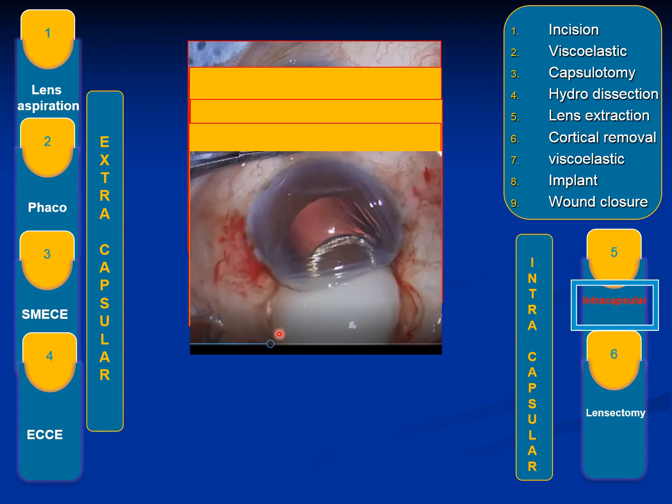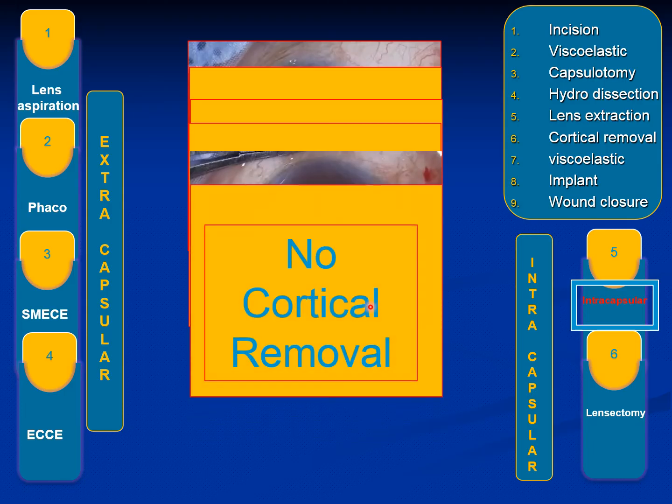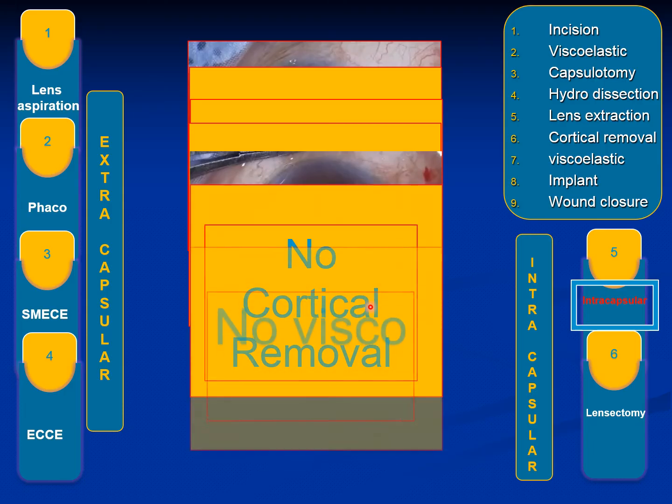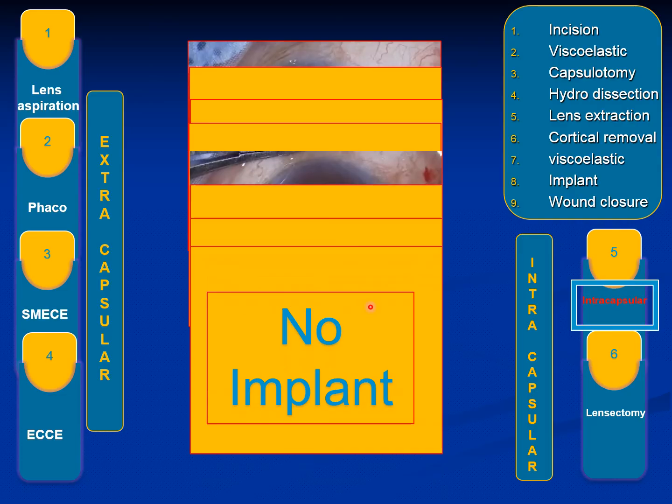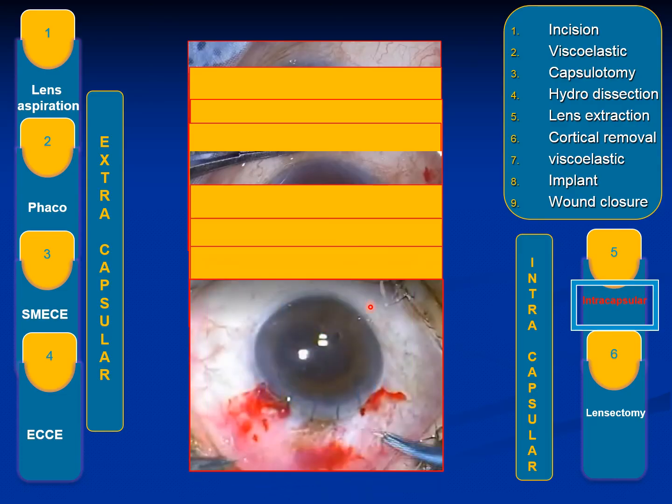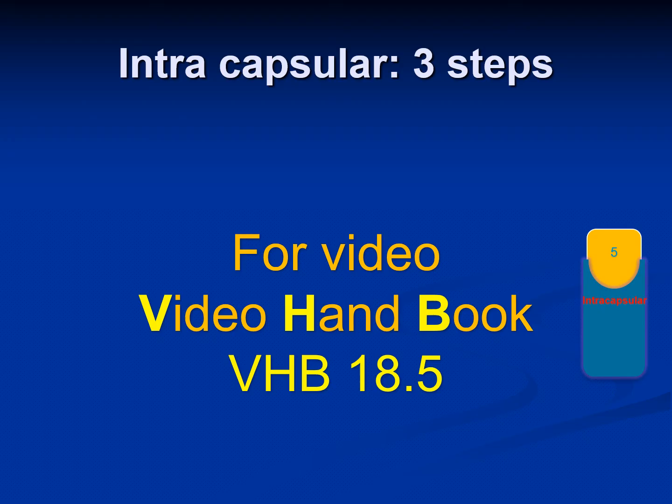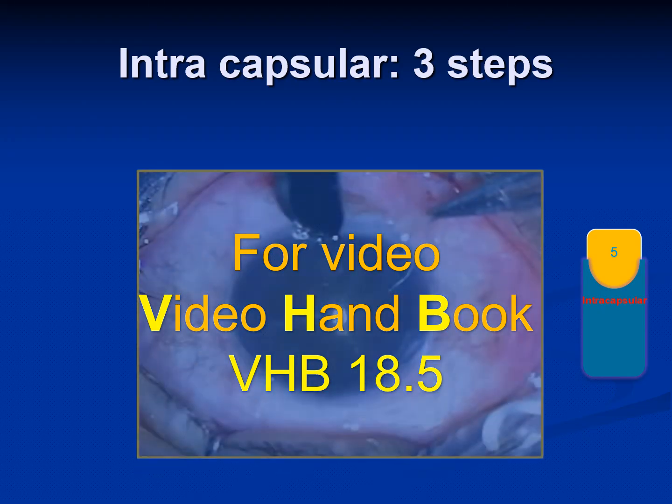The lens has come out along with the anterior and posterior capsule, and because there is no place to put the lens in, you're not going to put the implant in as well. So no cortical removal, as everything has already come out, no visco, no implant, and the wound is closed with sutures. So only 3 steps: incision, lens extraction, and suture. For the video, you need to watch VHB 18.5.